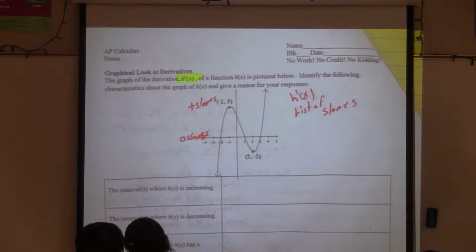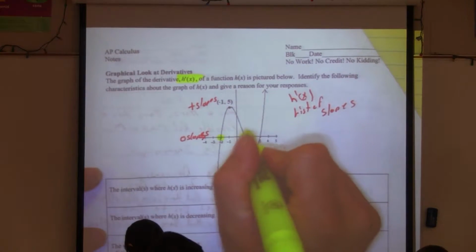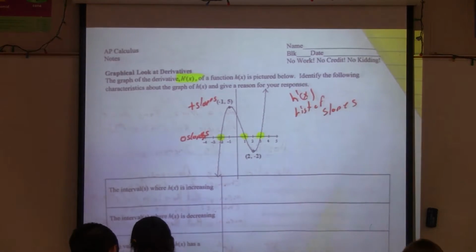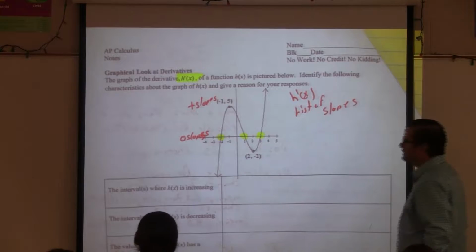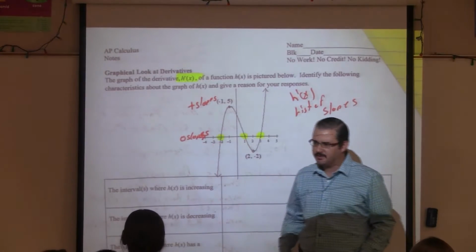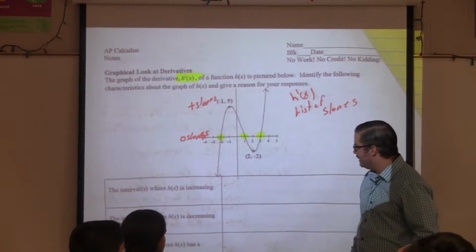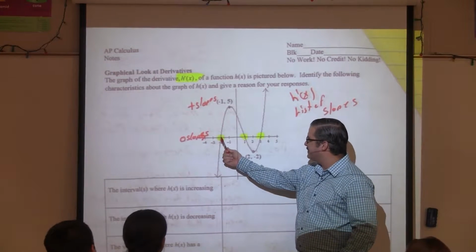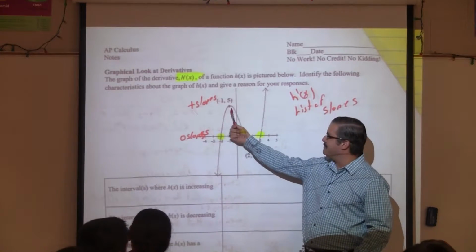So can we label where it has zero slopes? Because that's also something good to know. Where does it have a slope of 0? Negative 2, 1, and 3. So what does that mean? When the slopes are 0, what does that mean about the original function? It's going to have a relative max or a relative min, right? So it could have a max or a min here, a max or a min here, a max or a min here.